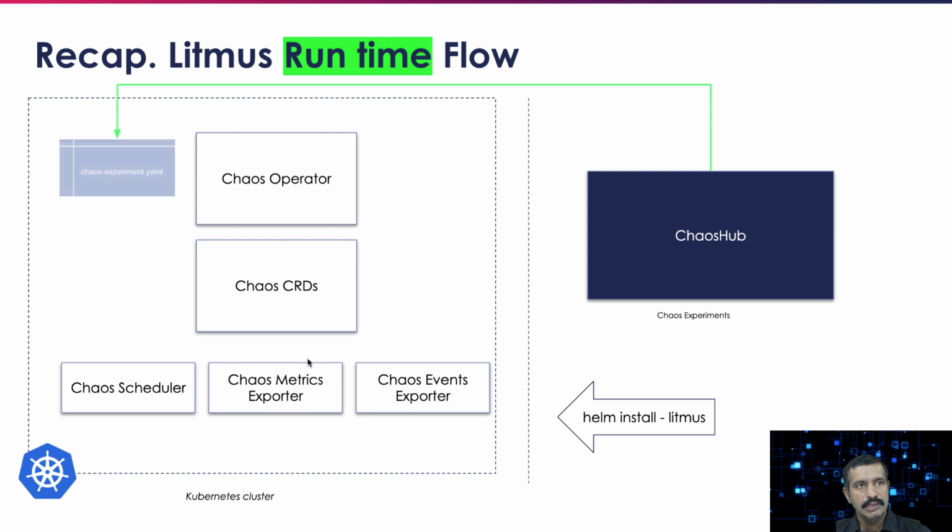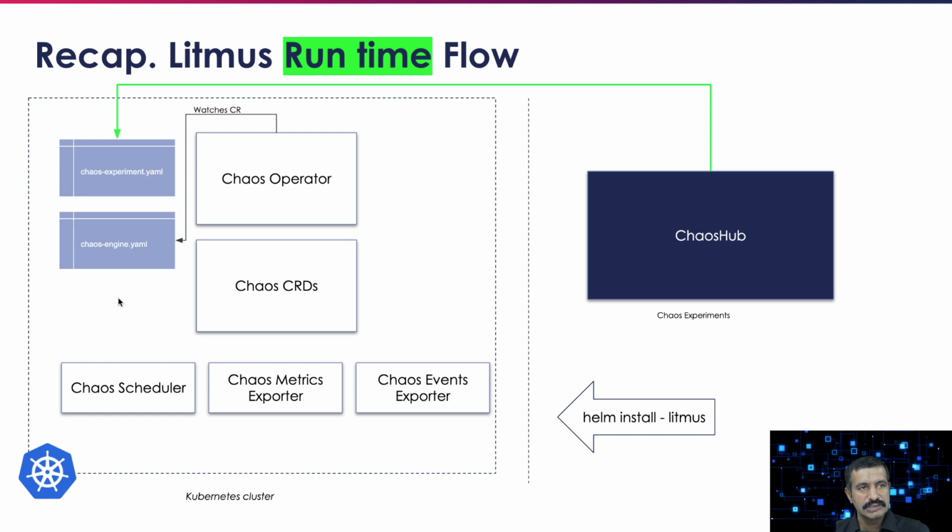So all you need to really do is create certain YAML files, a chaos experiment YAML. You don't need to really create it. You can just get them from the hub. And the chaos engine is the one that ties an experiment to a target application. So again, you get this sample chaos engine as well on the hub. You tune it and you run that.